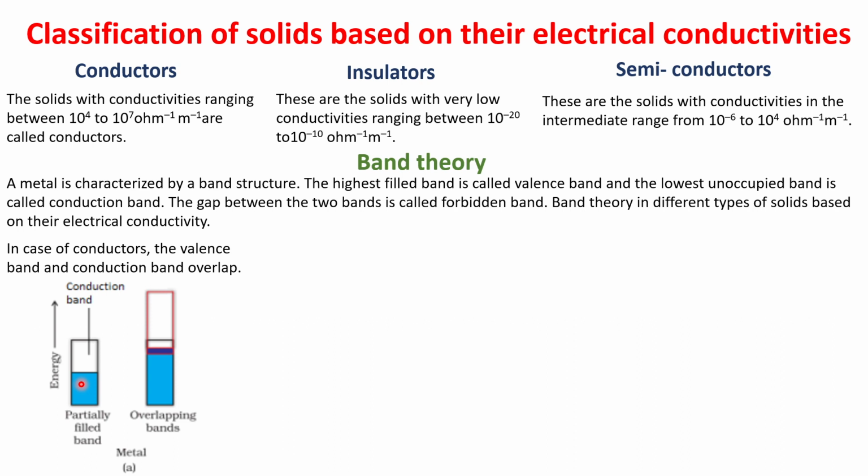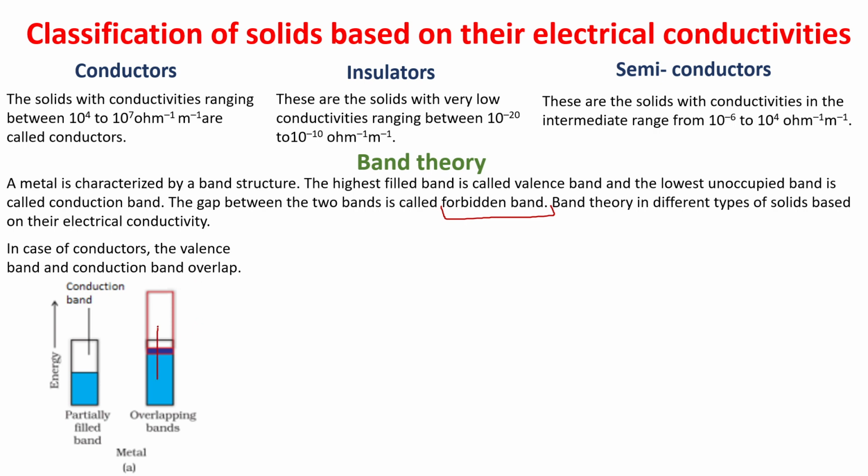Molecules, basically we say molecules containing electrons. So at this level molecules with electrons are present, and they are present in the highest filled band. This is the highest filled band, and this is the lowest unoccupied band, and the gap between them is low for conductors. They are basically overlapping, and the gap is generally called the forbidden energy band. So for conductors, the valence band and conduction band overlap.